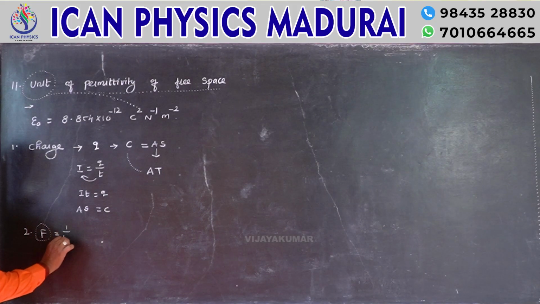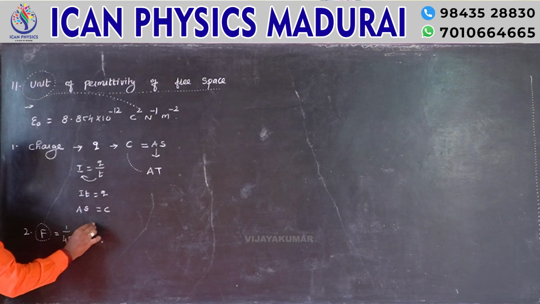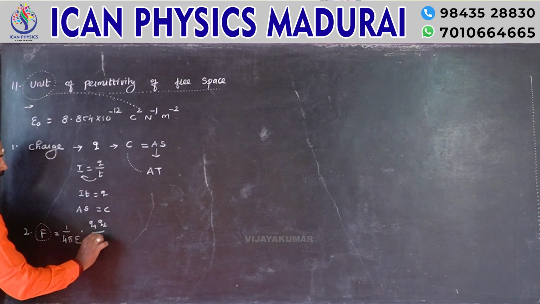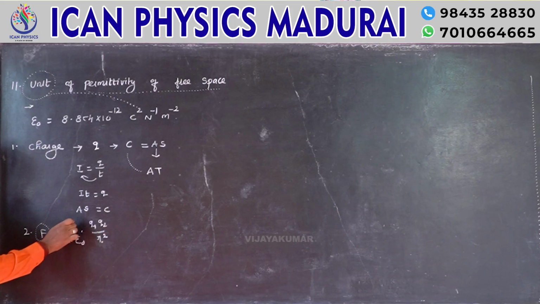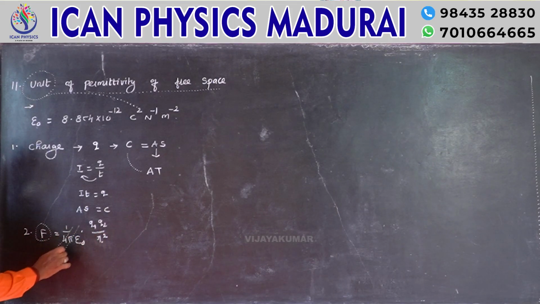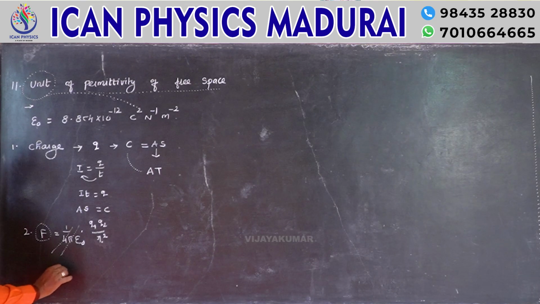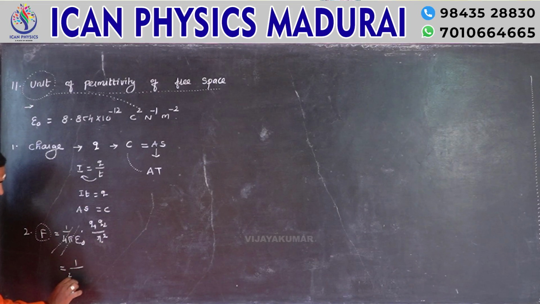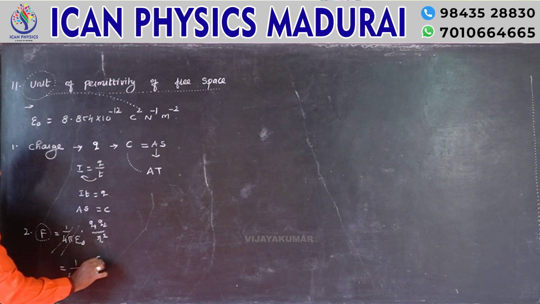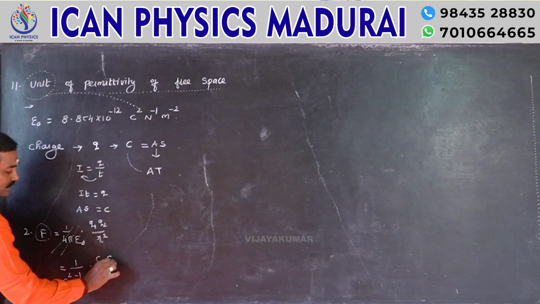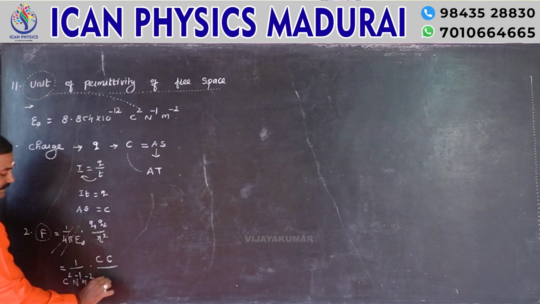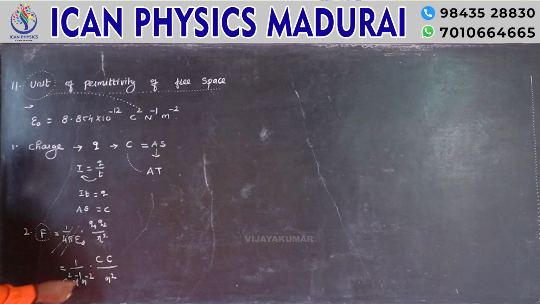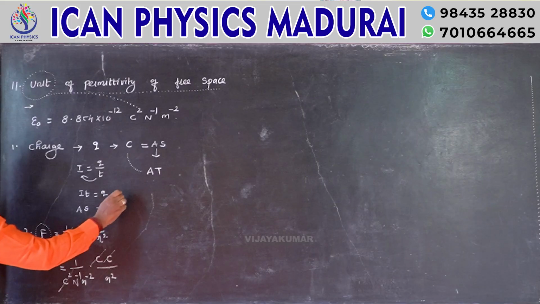F equal to 1 by 4 pi epsilon 0 Q1 Q2 by R square. 4 is the dimensionless constant. Pi is the dimensionless constant. Okay. Epsilon 0. The unit of epsilon 0 is coulomb square per Newton per meter square. Now, charge. Unit of charge is coulomb, divided by square of the distance. So, meter square. Now, coulomb into coulomb. Coulomb square getting cancelled.